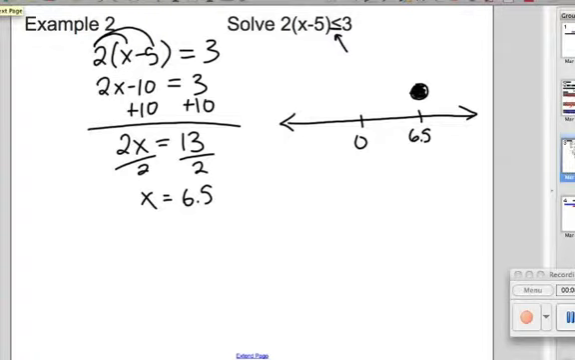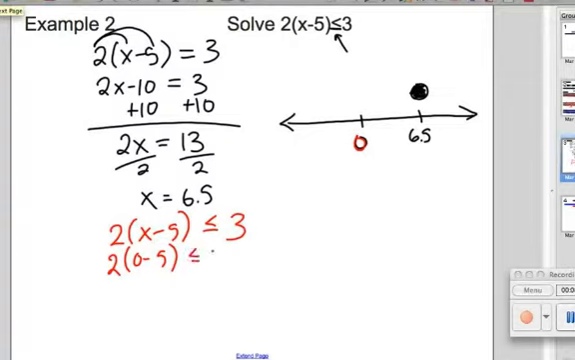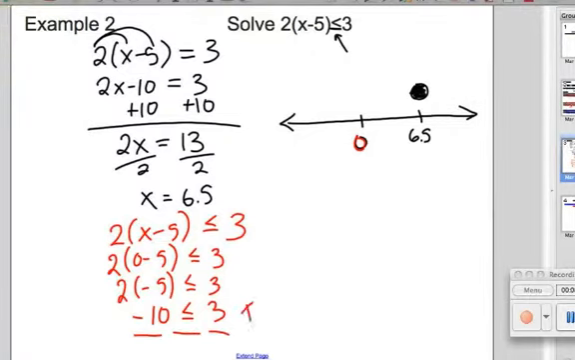Now I plug in a number into my original inequality. So I go back to my original inequality with the less than or equal to 3. And I'm going to plug in a number. I like to plug in 0. So where x is, I'm going to put 0. And I'm going to check if the left side is less than or equal to 3. So let's do the math. 2, let's see, that turns into negative 5. And I get negative 10 on the left. And then I look at the statement. Is this true? And we read it. Negative 10 less than or equal to 3. That is true.